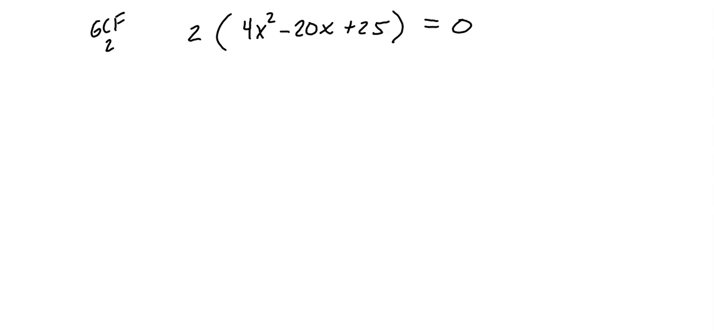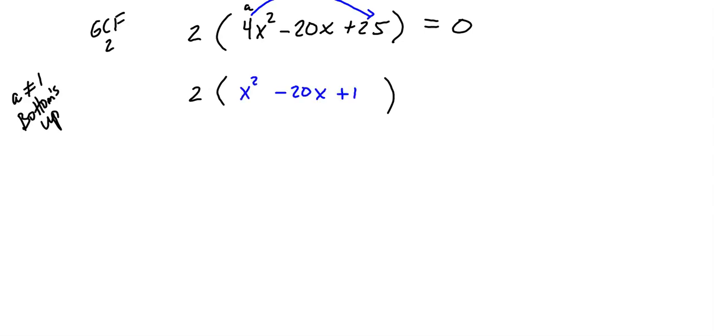Now I think because I have this 4 in the front and a is not equal to 1, so remember this is my a. Well, if a is not equal to 1, I'm going to bust out bottoms up. So hopefully you remember that from our little factoring unit we did. So bottoms up is going to look something like this. Step 1 is I multiply a times c. So I'm just going to have x squared minus 20x plus 100, because 4 times 25 is 100.